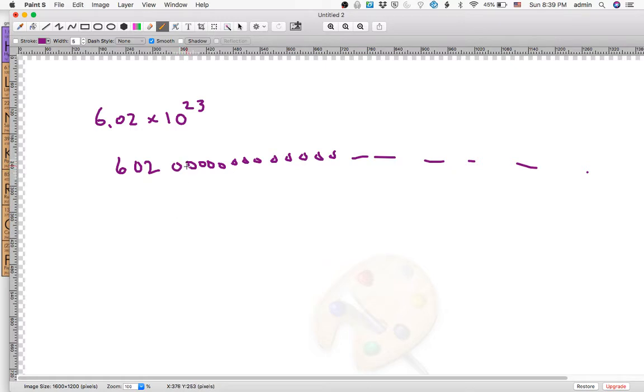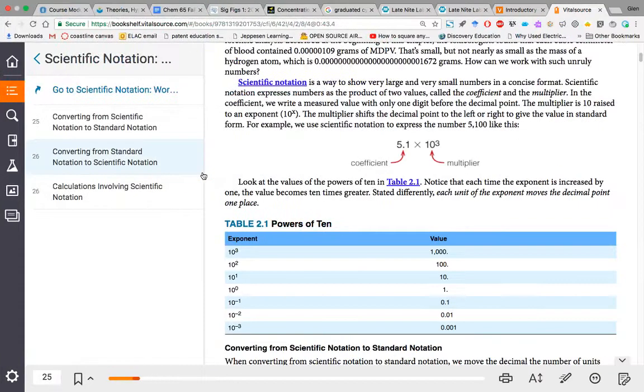That would be a very hard number to write down over and over again when you're doing a calculation. And you wouldn't even be able to put that in your calculator. And I don't care how expensive your calculator is. You could even be using a computer. You wouldn't be able to put that in there. There are too many zeros. So this is why we use scientific notation.